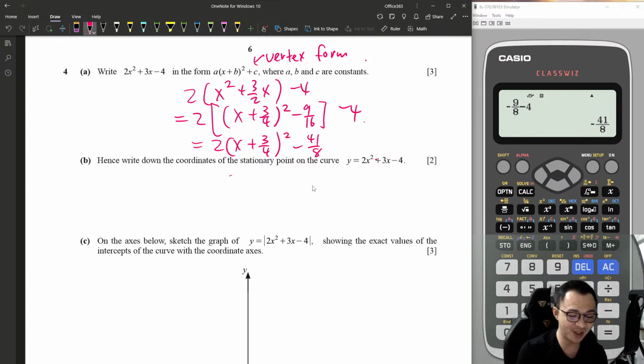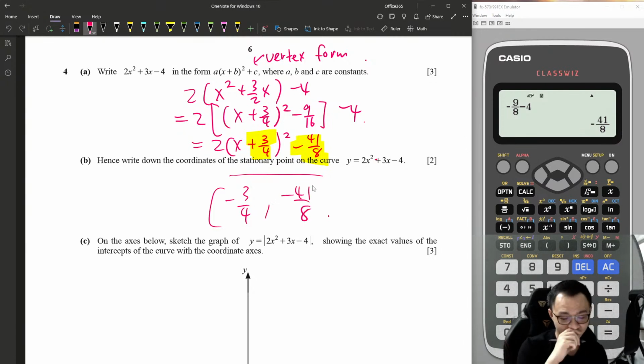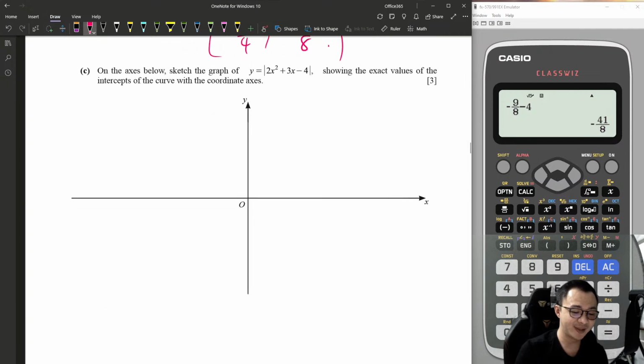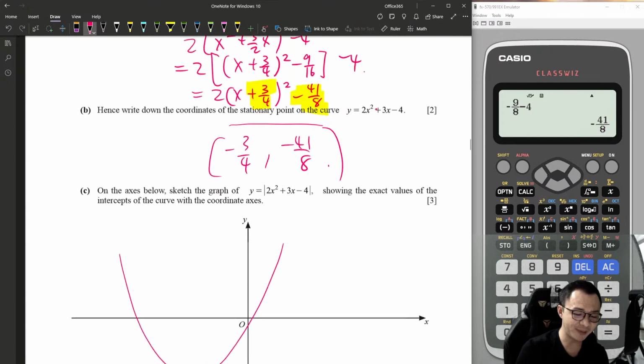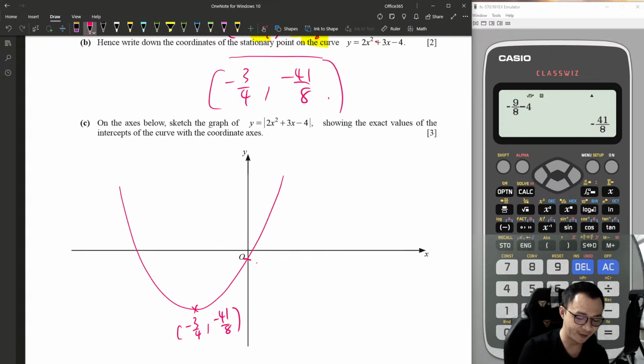So from here, the stationary point: the x coordinate we take from inside the bracket, but the positive must change to negative. So this is negative 3 over 4. The y coordinate we just take from outside the bracket, which is negative 41 over 8. Okay, careful, this one has the modulus. If without modulus, at least I know I will have a graph something like this. My minimum point here is negative 3 over 4 and negative 41 over 8. And then it will pass through the y-intercept, which is negative 4 here.